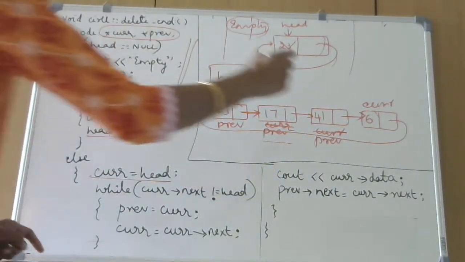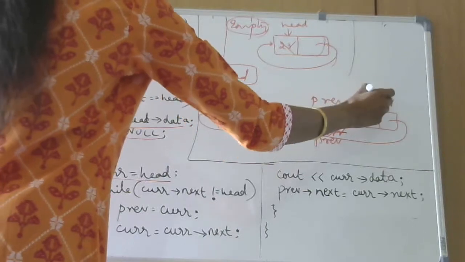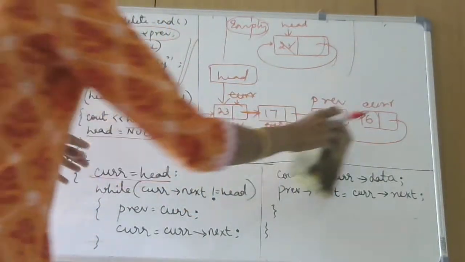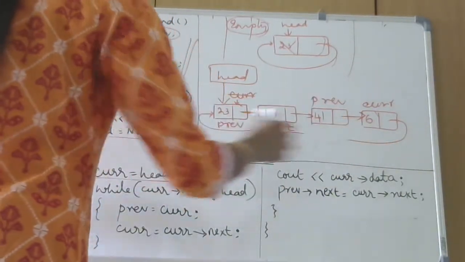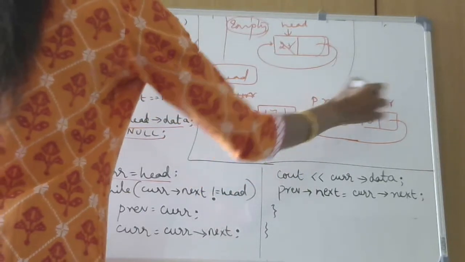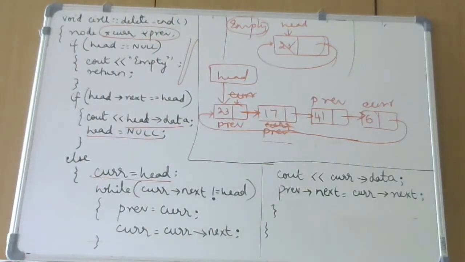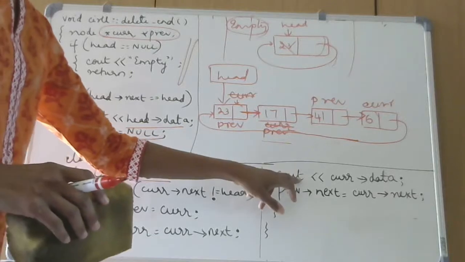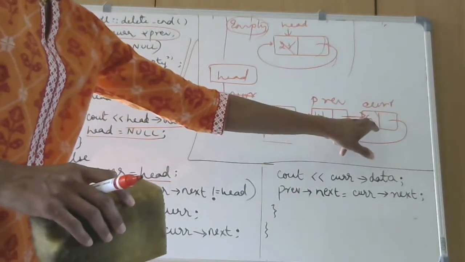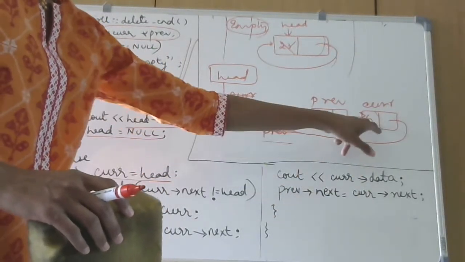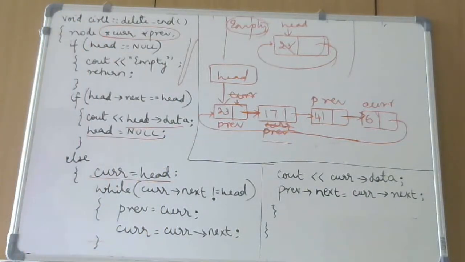Now, I know this is my previous. This is my current. When I come out of the while loop, what is the status? When I come out of the while loop, 41 is previous, 6 is current. Now, which one should I delete? I should delete 6. How can I access 6? Current of data. Current of data is nothing but 6. So, that will get deleted.